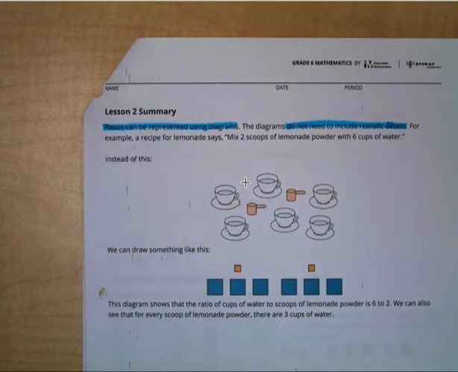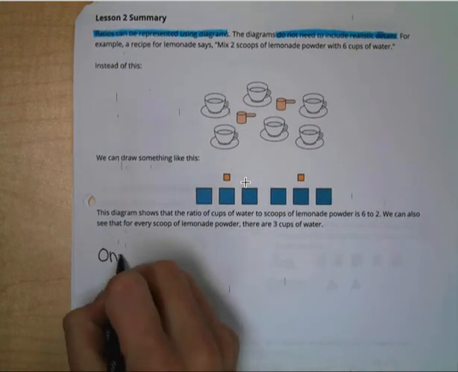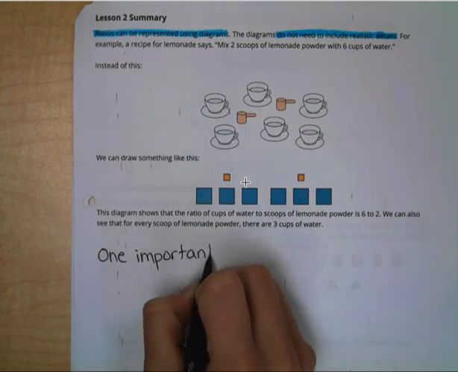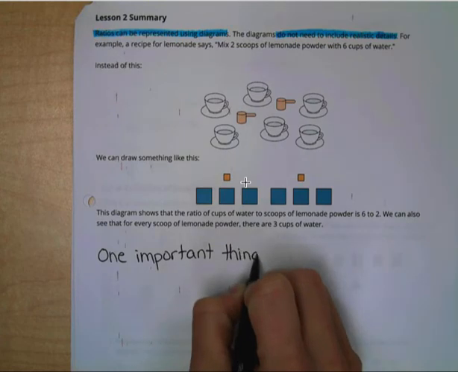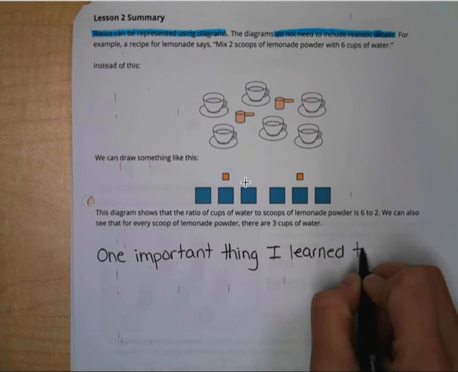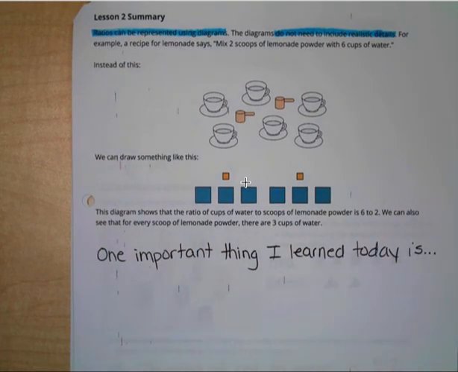At the bottom of your page, I'd like you to complete this sentence. One important thing I learned today is, and then go ahead and complete that with something important you learned today. It could be about the way our diagrams look. It could be about the order of when we write ratio sentences. Anything important from today's lesson.